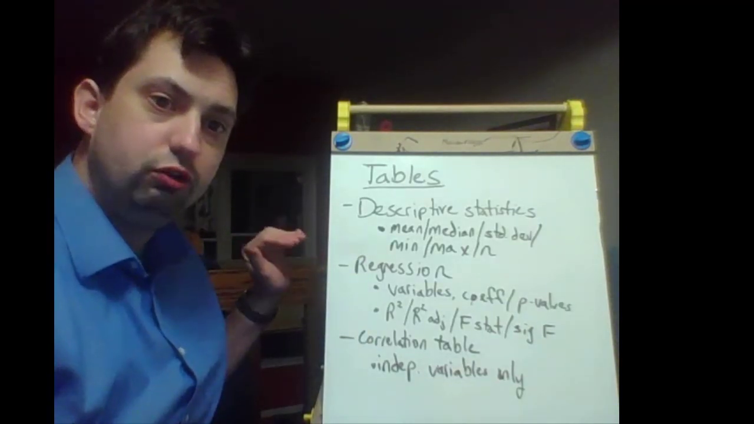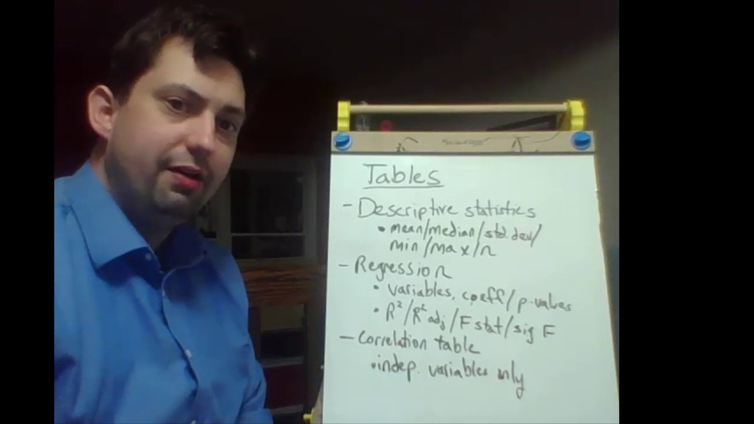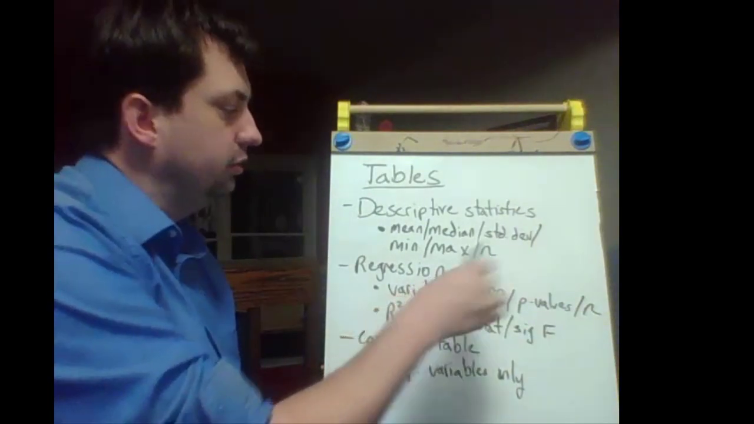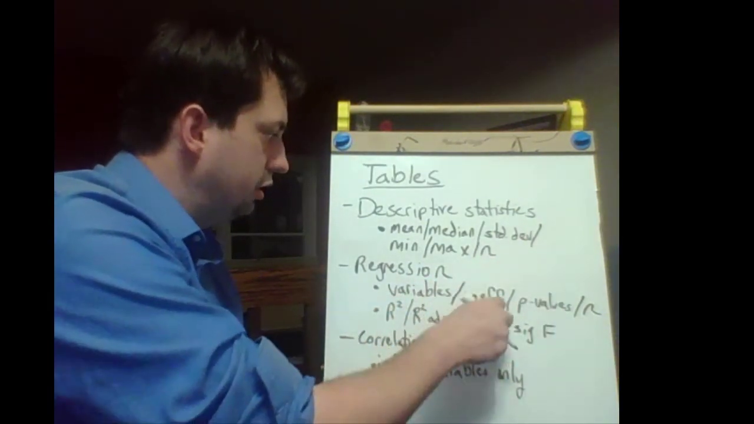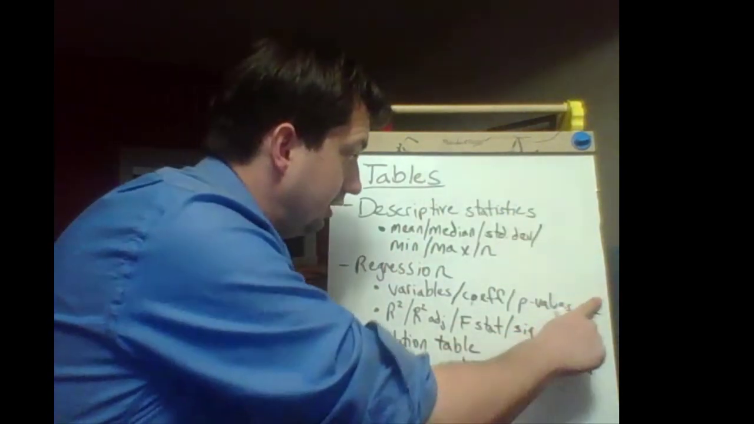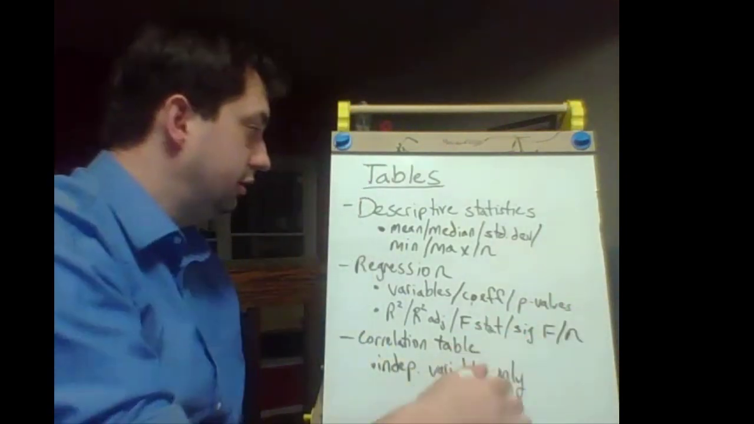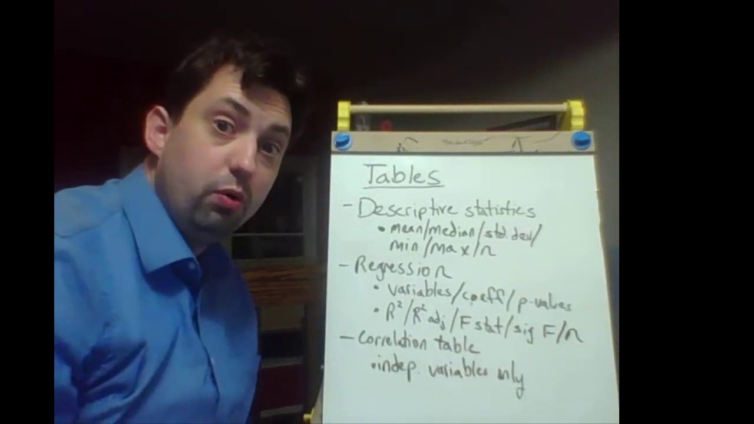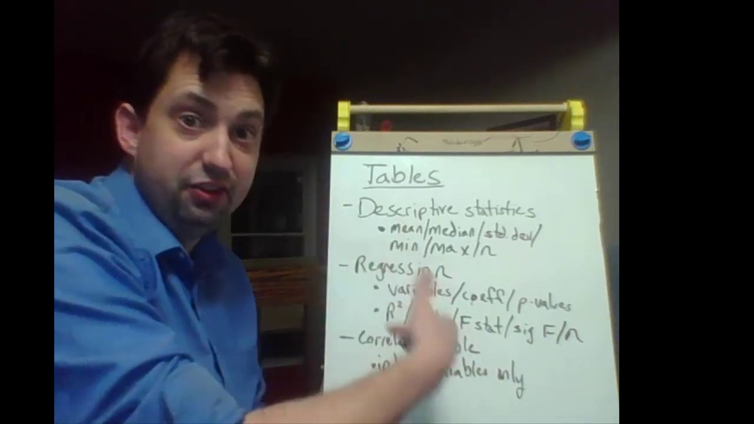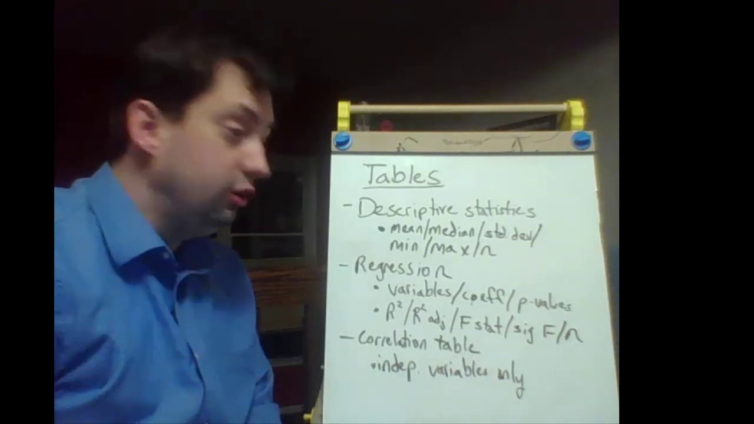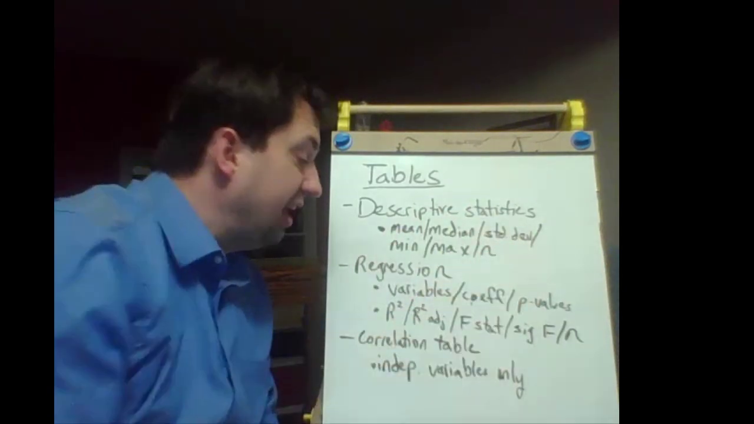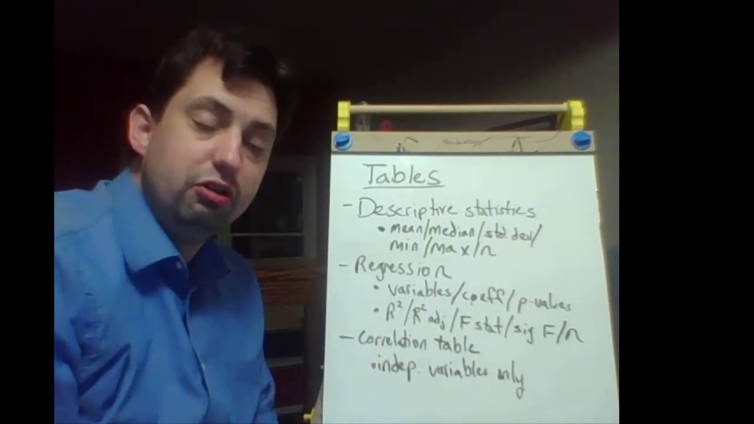Regression, straightforward as well. You should just have the variables, the coefficient for each variable, the p-value for each variable, the number of observations you have for the regression, as well as the R-squared, adjusted R-squared, F-stat, and significance F. You know, to tell you how good the regression is as a whole, to tell you how the value of each of your independent variables.